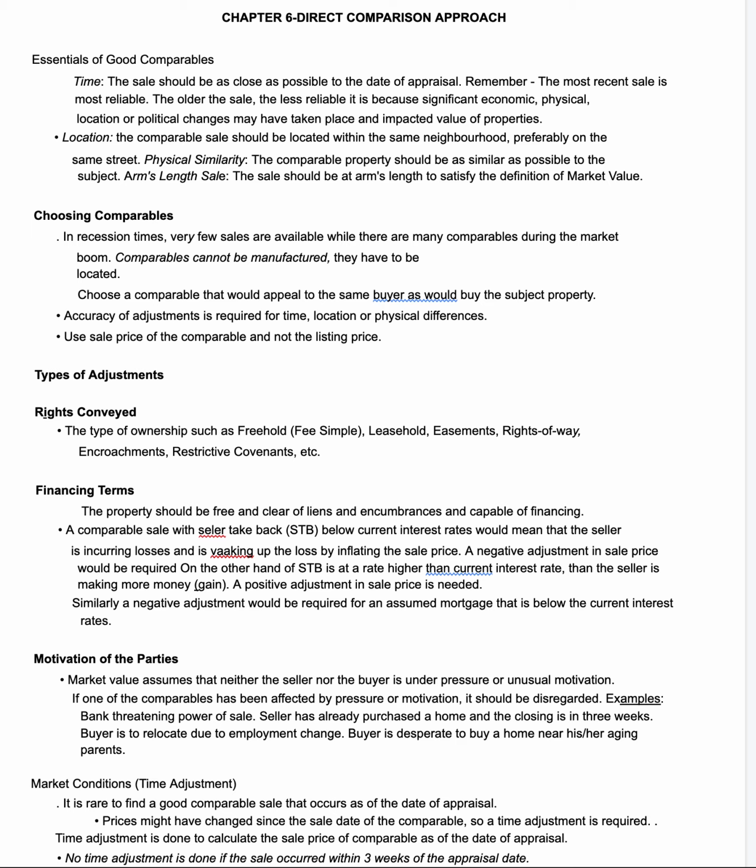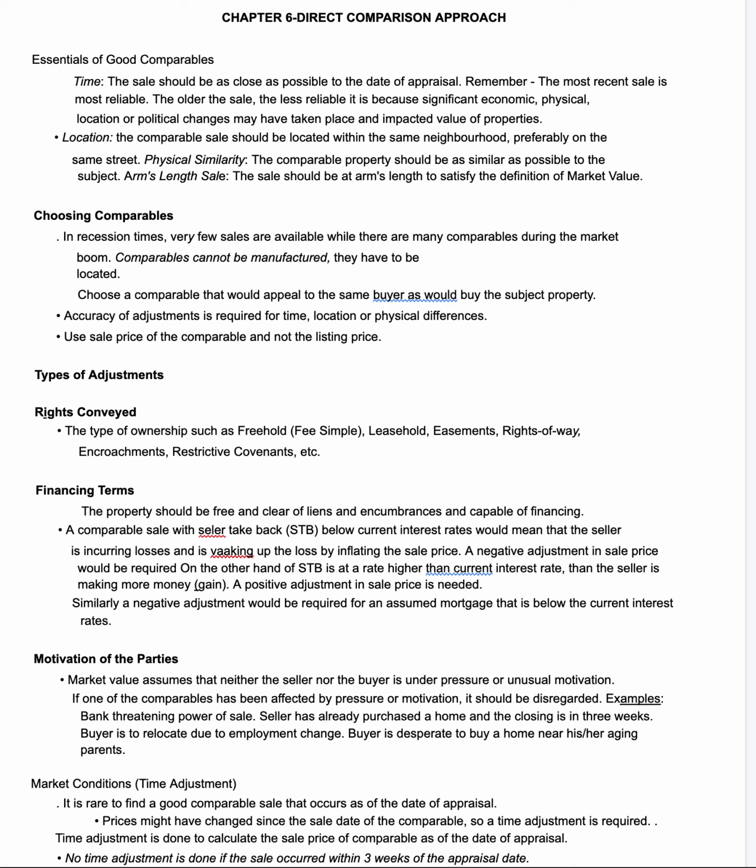Each physical adjustment must be broken down and shown separately and not lumped together with other adjustments under one general heading, such as physical differences. Physical differences may range from size, layout, and condition to garage, fireplace, style, and central air conditioning.